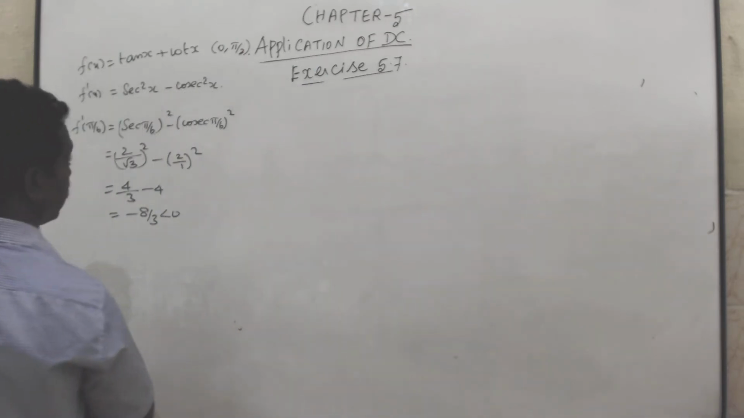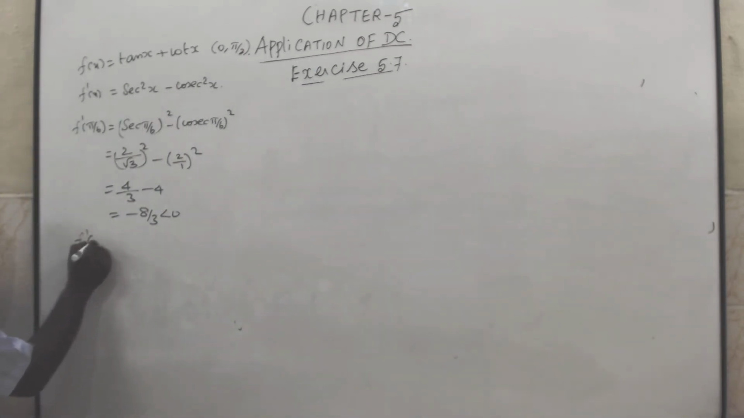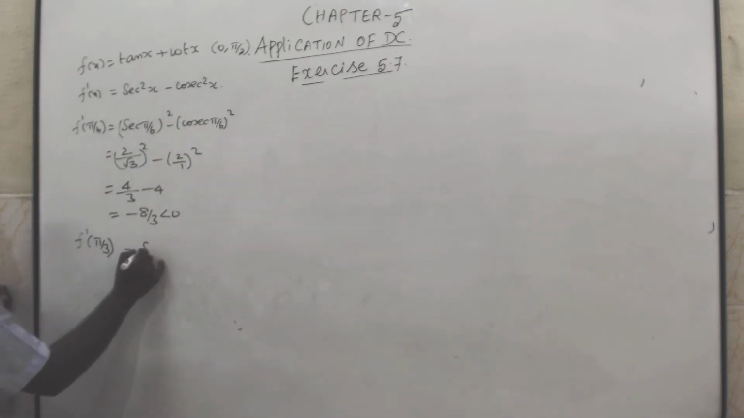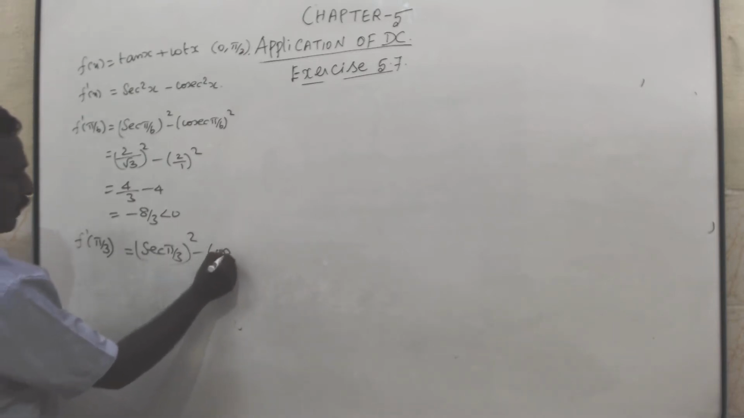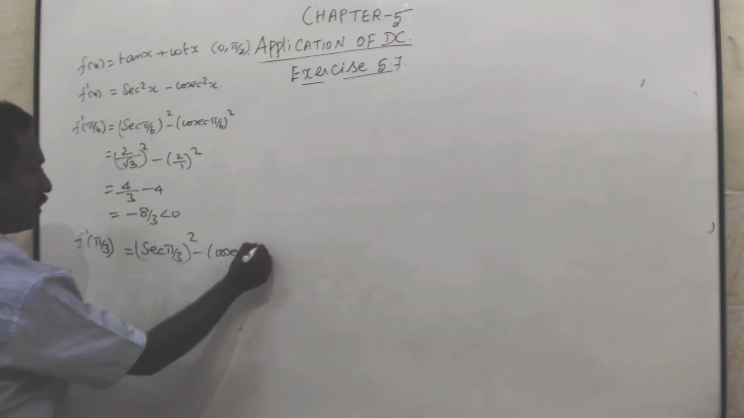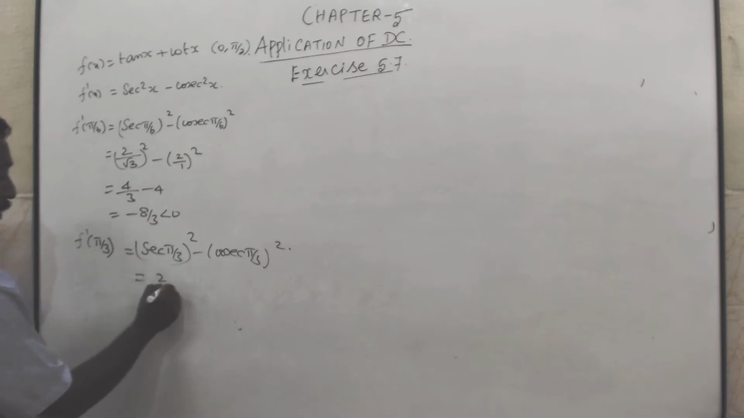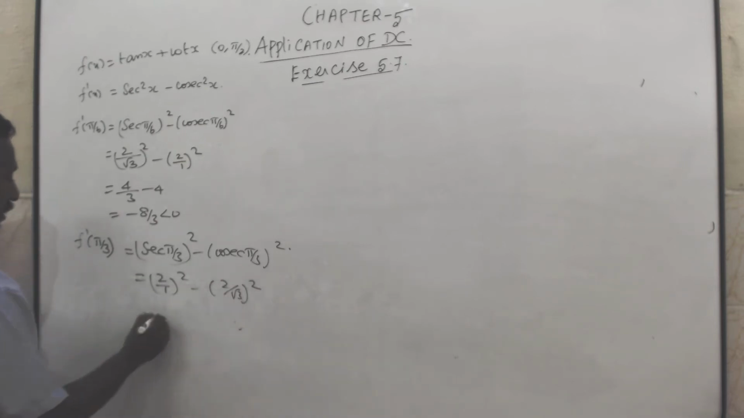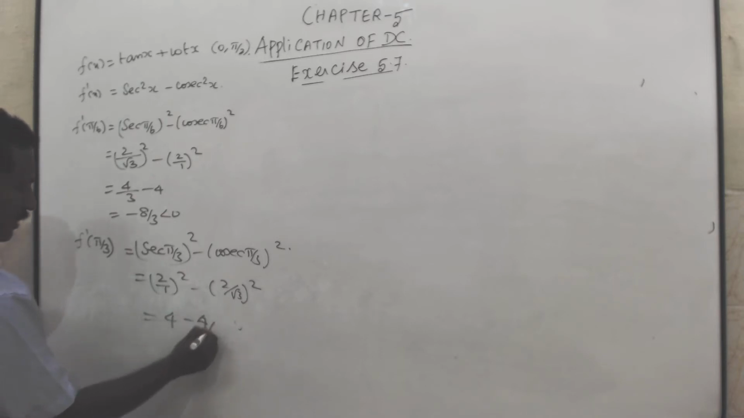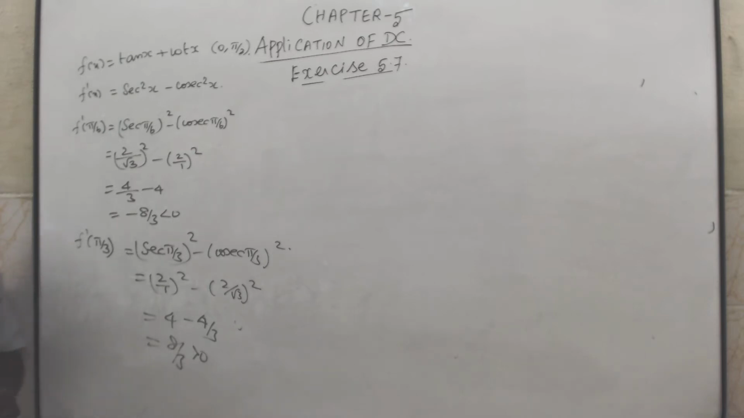f dash of pi by 3, because before that, pi by 2, pi by 3. That is secant pi by 3 square minus cosecant pi by 3 square. Secant pi by 3 is 2 by 1 square. This is 2 by root 3 square. That is 4 minus 4 by 3, that is plus 8 by 3. That is greater than 0.